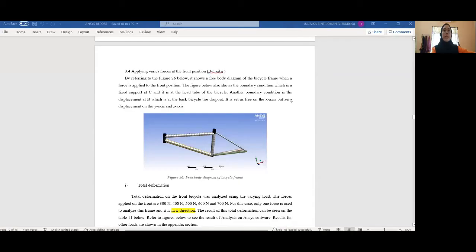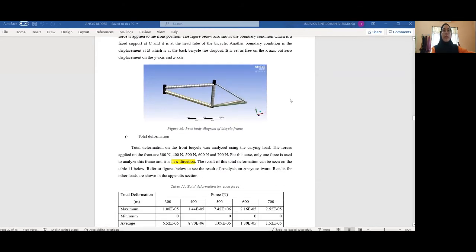Assalamualaikum, my name is Johan, and I will present about applying various forces at the front position at the head tube. For this case, I will use total deformation, maximum and minimum bending stress, and the shear moment diagram to run a deep analysis on this head tube.